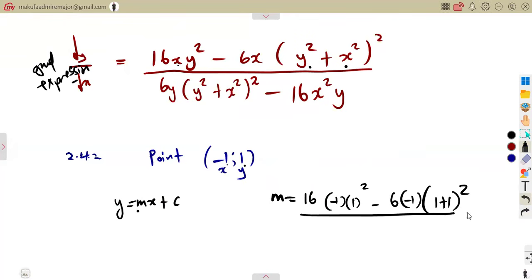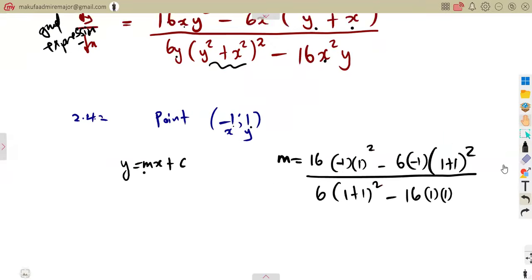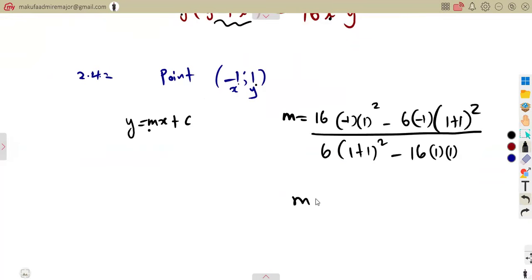Okay, so this is over 6 times y. y is 1, 6 times 1. Okay, this one, guys, is just 1 plus 1 squared minus 16 x squared. x squared, guys, is 1 times 1. Remember, minus 1, guys, if you square it, this was going to be a positive 1 if you simplify it properly. It was going to be positive 1 as our gradient.